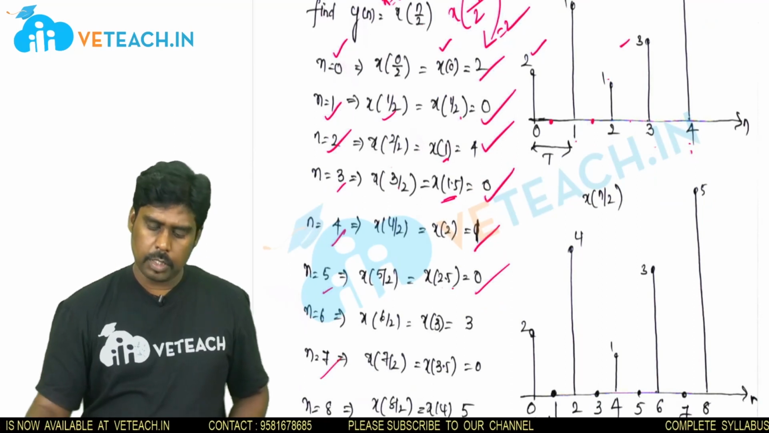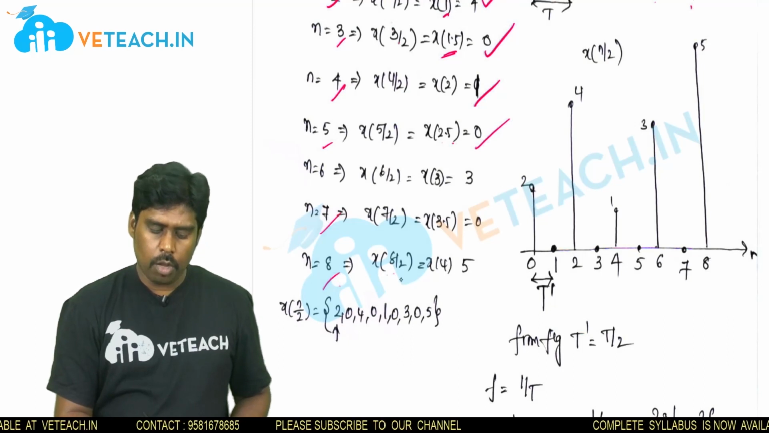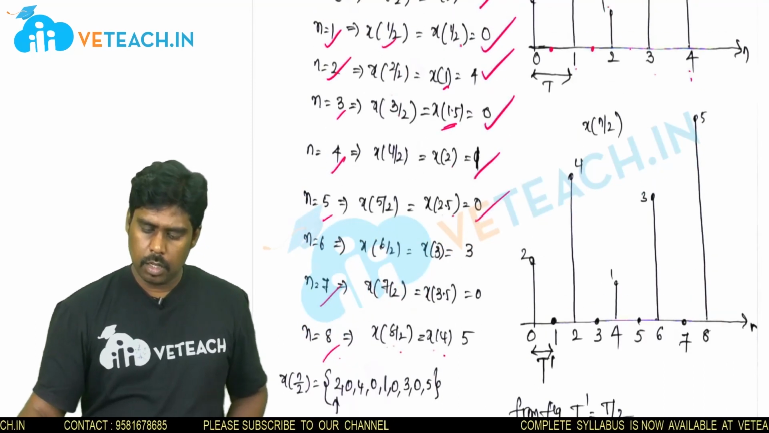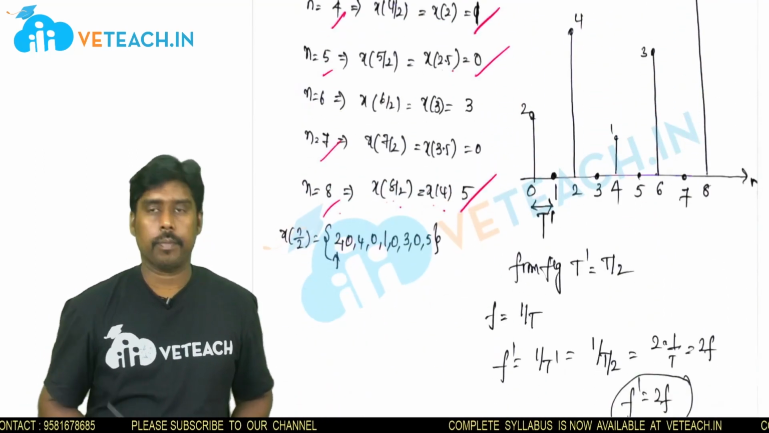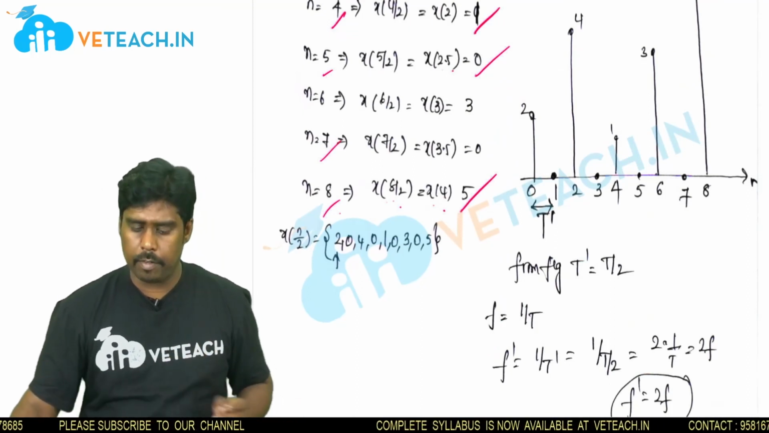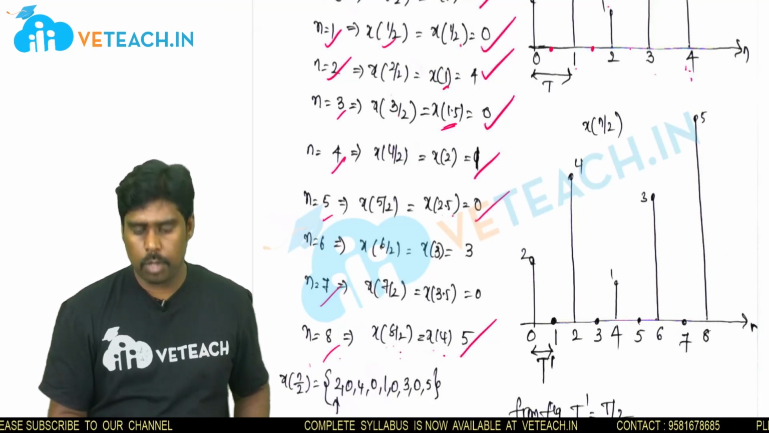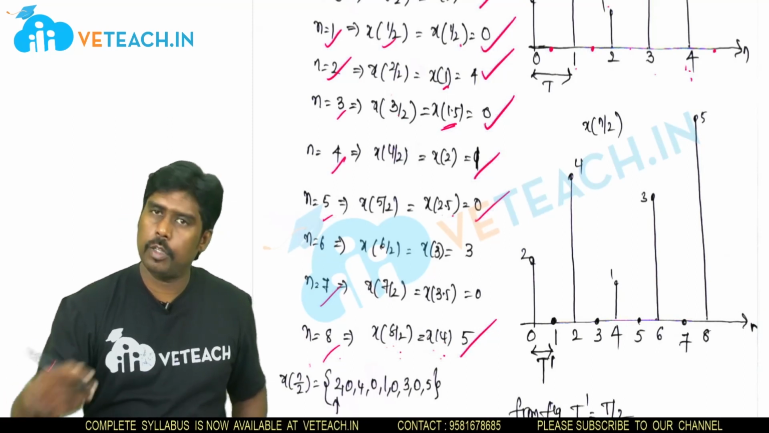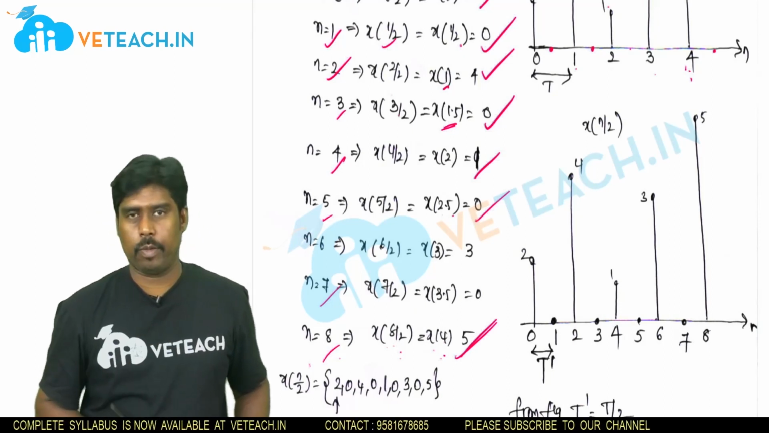Put n equal to 8: x of 8 by 2 is x of 4, and the value of x of 4 is 5. So I have written this as 5. No need for further calculations; n equal to 9 is not required. Why? Because if you put n equal to 9, x of 9 by 2 is x of 4.5, and we don't have any value there. After 4.5 no values are there. So stop here and let me draw that sequence.